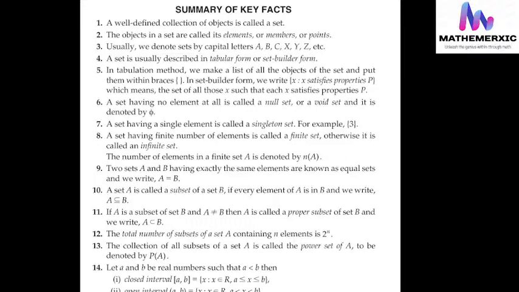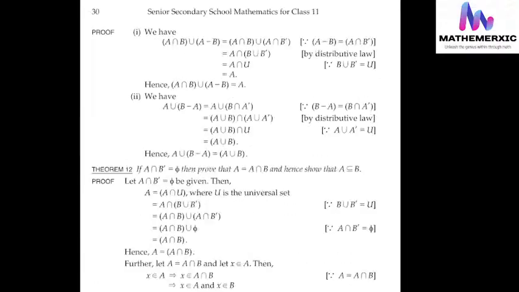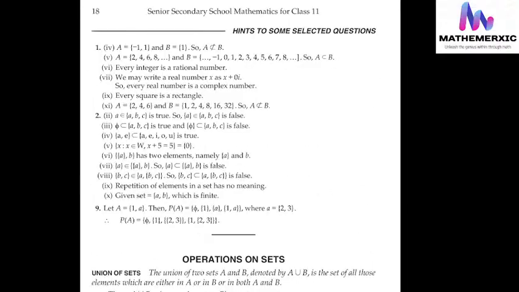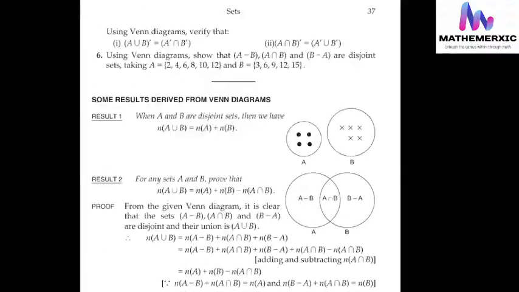In the case of set builder, we write {x such that x satisfies property P}, which means the set of all those x such that x satisfies property P. We have only two varieties of set notation: roster form or tabulation method, and set builder. There are only two ways to describe a set.